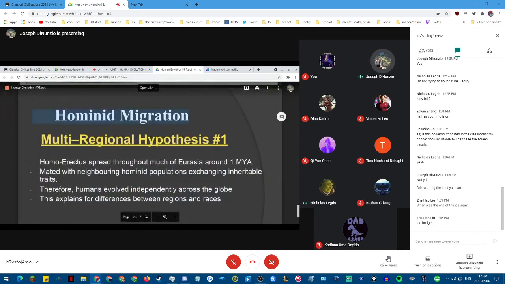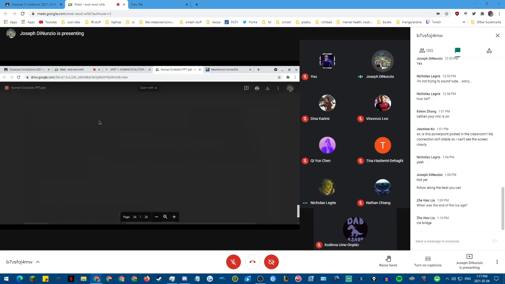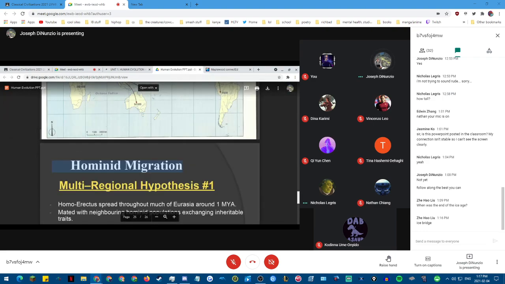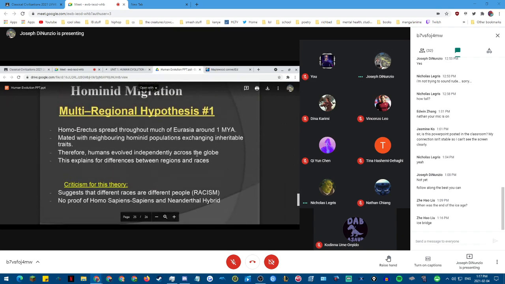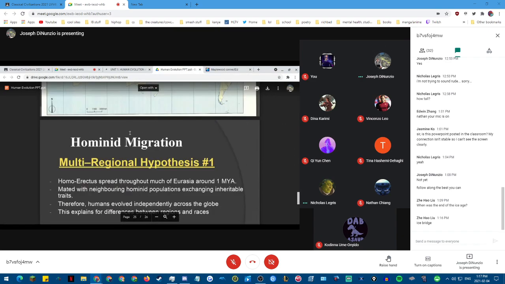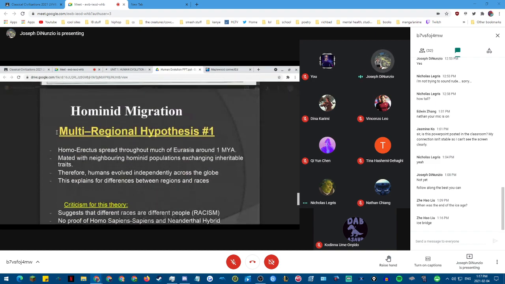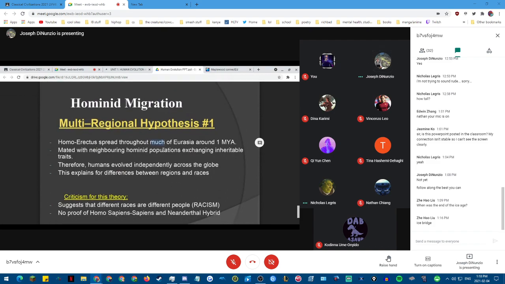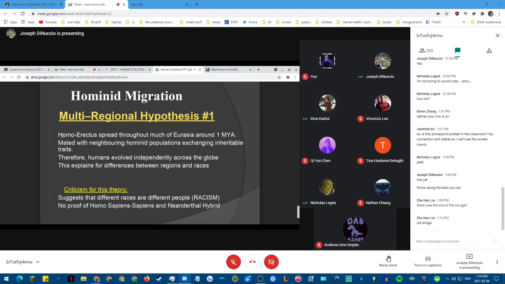So in terms of hominid migration and what happened, there are 2 different hypotheses or theories. Let's start with theory number 1. Dina, can you read for me? Sure. Multi-regional hypothesis number 1. Homo erectus spread throughout much of Eurasia around 1 million years ago, mated with neighboring hominid populations, exchanging inheritable traits. Therefore, humans evolved independently across the globe.